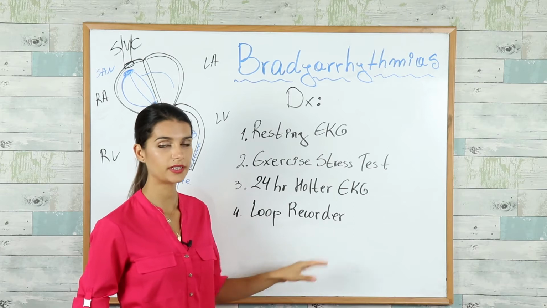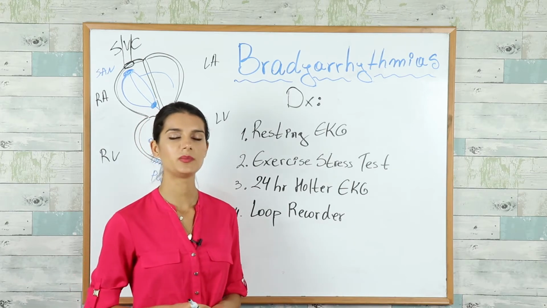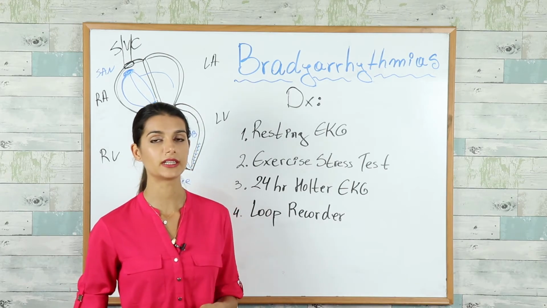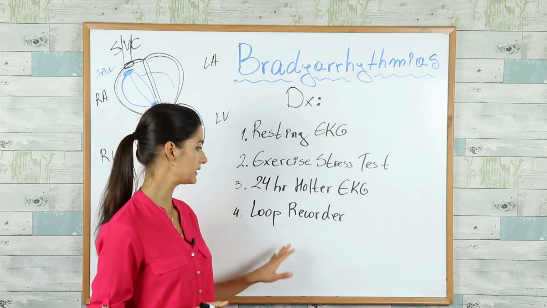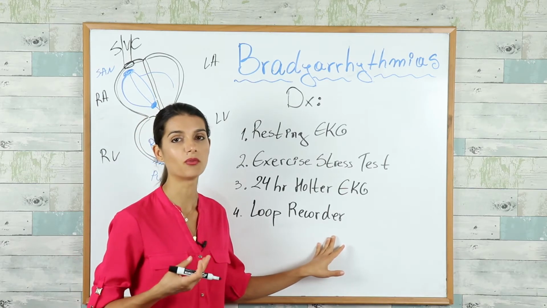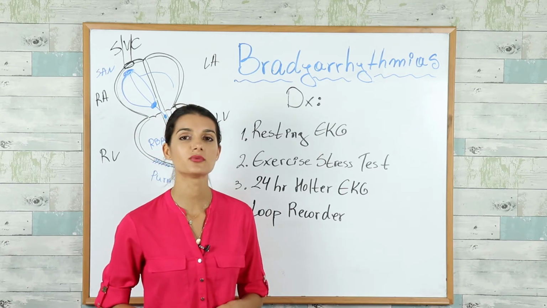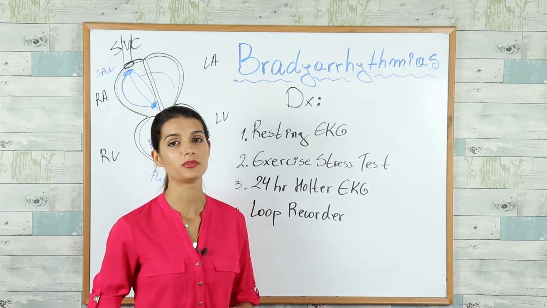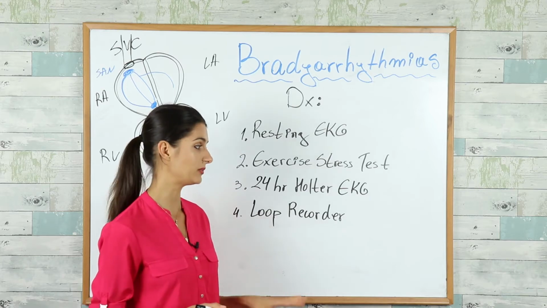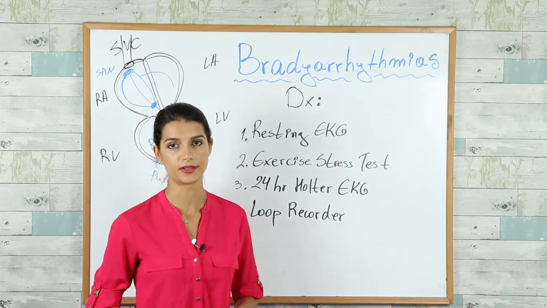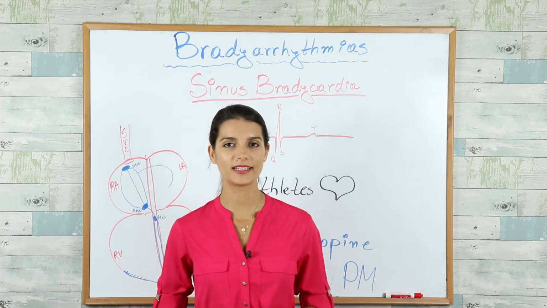And the loop recorder here we use in patients who are experiencing very infrequent arrhythmias. So basically what it does, it activates itself once the bradyarrhythmia happens. It is also very useful for patients with syncopal episodes because it will again record the bradyarrhythmia after the syncope has occurred.